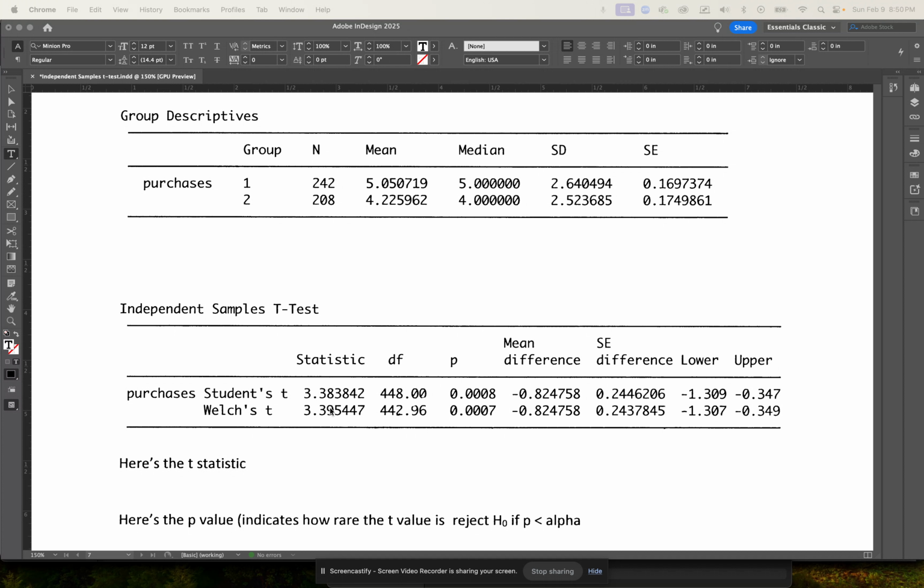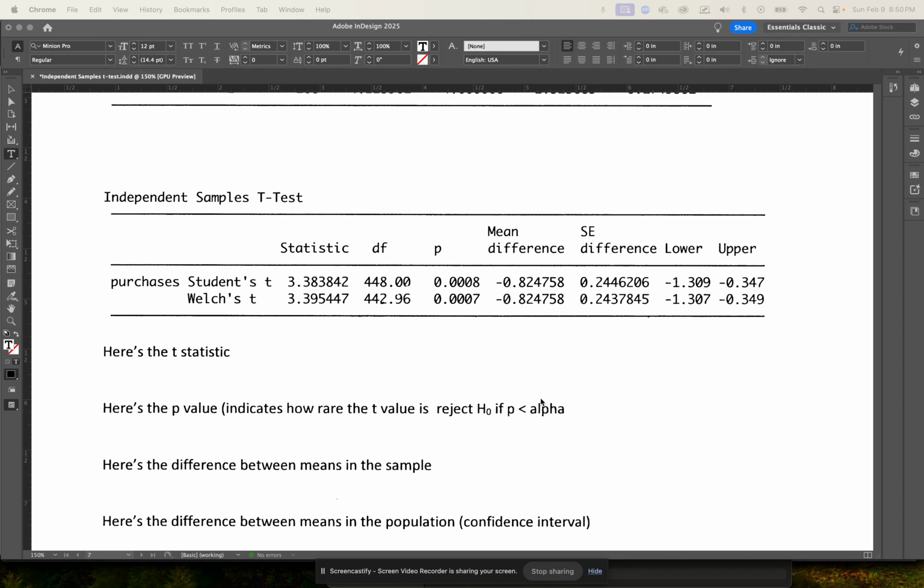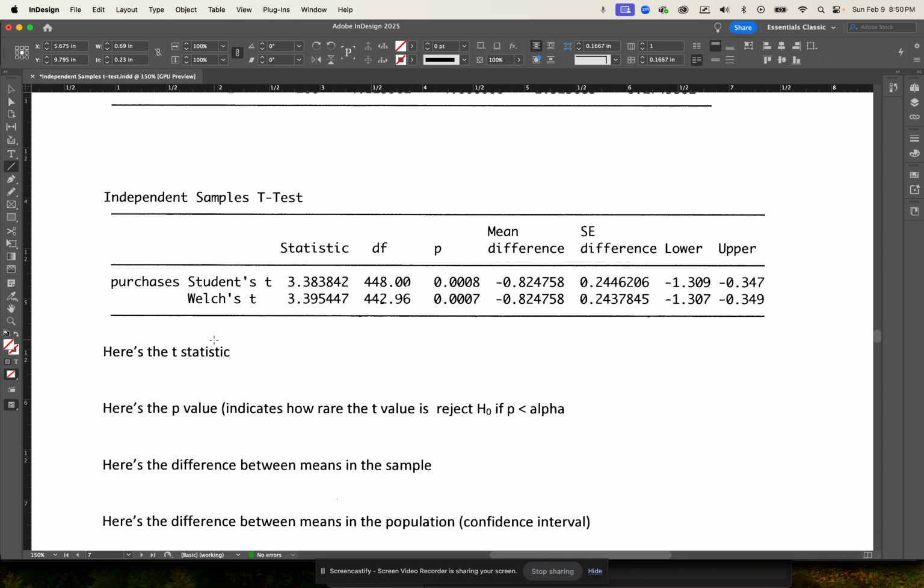And again, you saw this, our t statistic was 3.38. Our degrees of freedom was 448. And then we saw that the difference between the sample means was 0.82. And then here's our confidence interval. So let's connect these. So here's the t statistic.